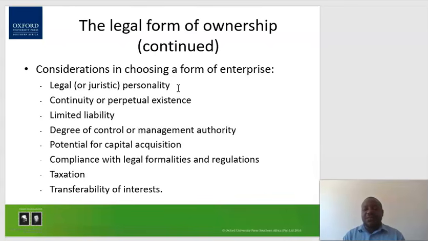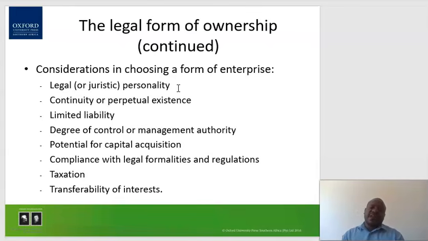It's also important to realize that in cases of partnerships, they also don't have continuity or perpetual existence. Those that understand would actually realize that once one partner decides to move out of the contract or out of the partnership, you need to draw a new partnership deed. So that means that will be a new business altogether. That will be a new partnership altogether.